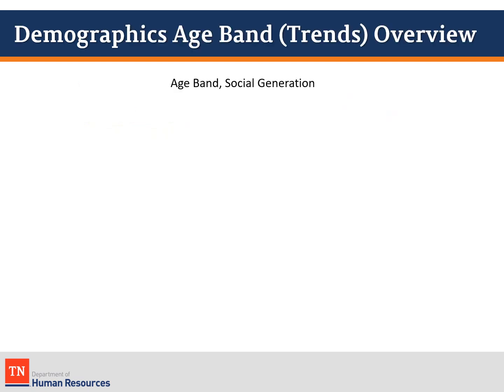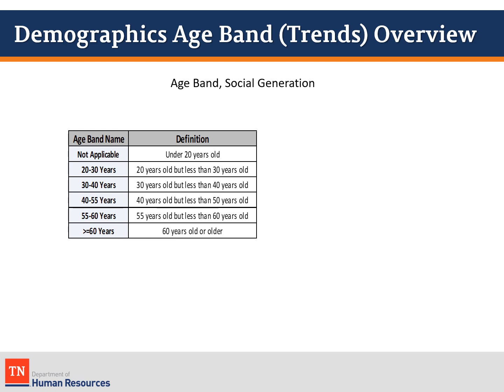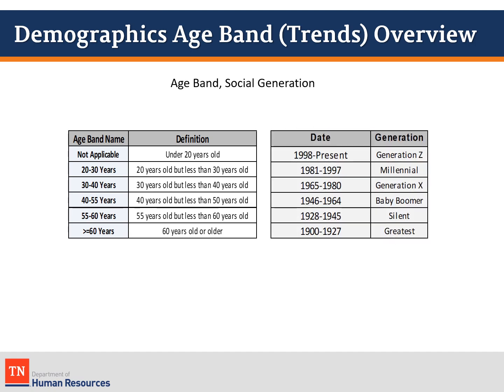The data in the Age Band report cross-references age and social generational data. There are 6 age bands. This chart shows the category title on the left and the age in years that falls within that category on the right. Generation calculations use the employee's date of birth and are calculated based on the Pew Research Center generation definitions. The state of Tennessee has been using the definitions from Pew since 2015.